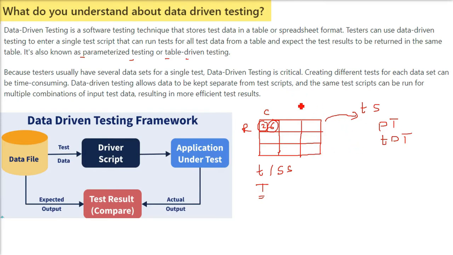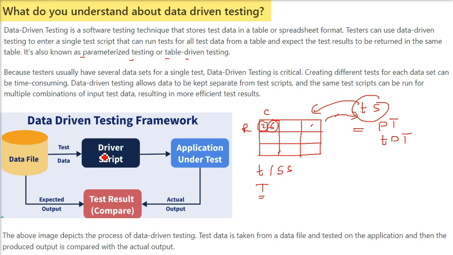So data-driven testing allows data to be kept separate from the test script. So data is different, test script is different. Generally, what do testers do? They have data and script together. So this is different now. And the same test script can be run for multiple combinations of input test data. Just assume that we have multiple tables. Multiple tables have multiple data. So one input table gives a result, another gives a result. So this is a more efficient test.